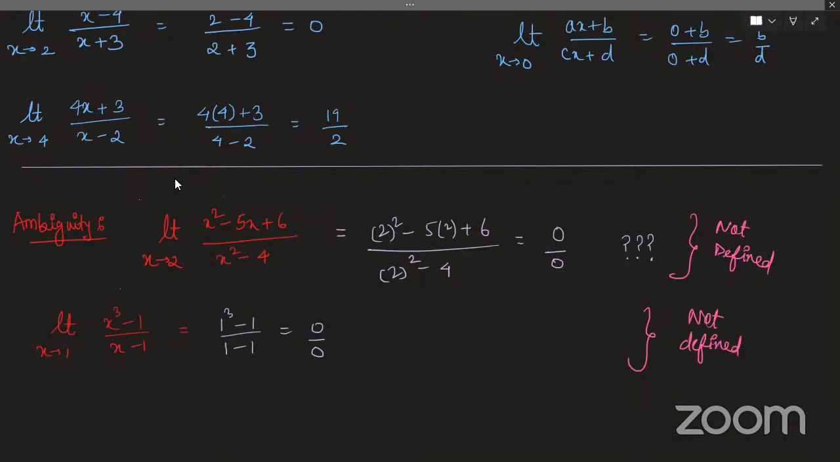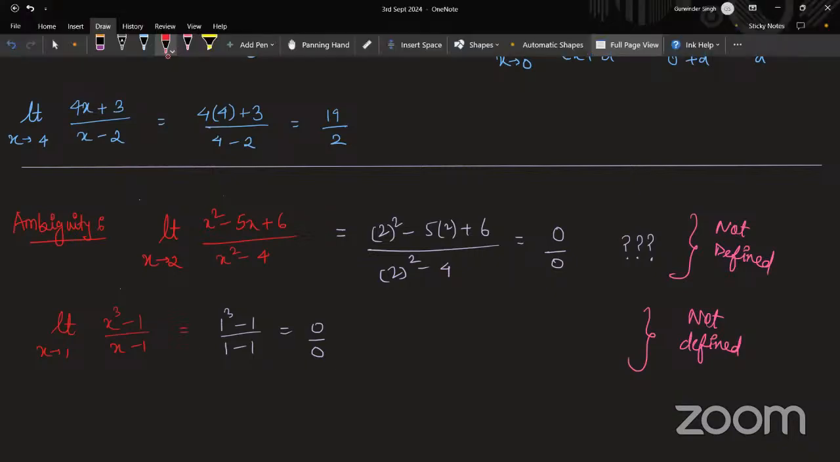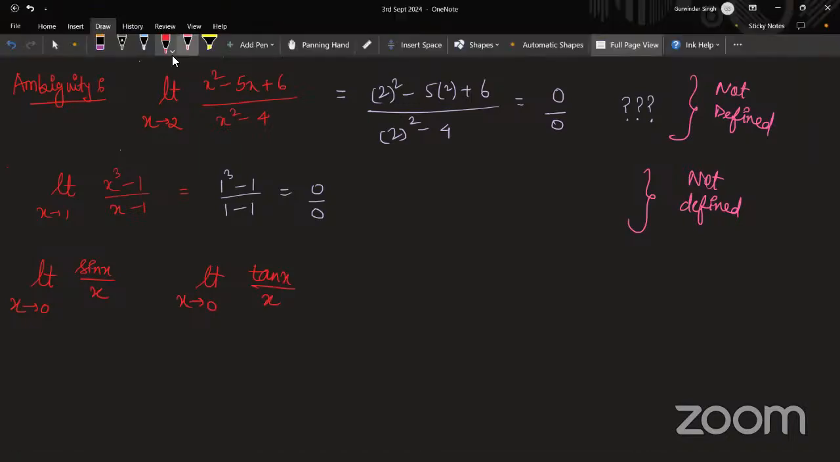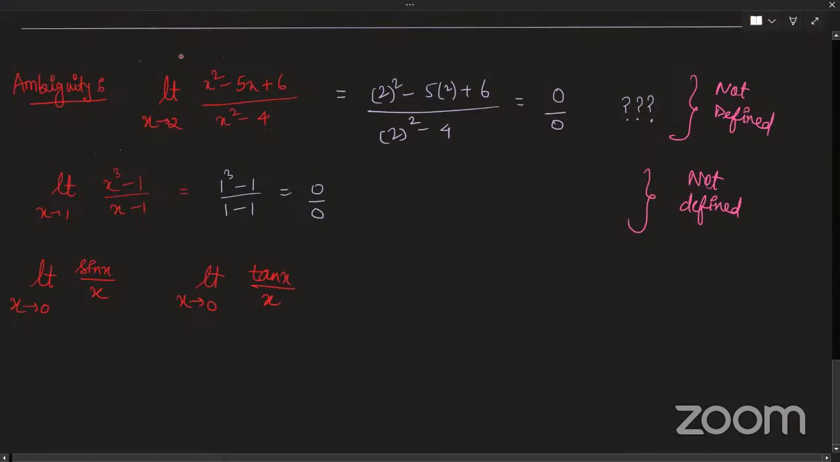So similarly, we would have a list of many problems that could be found with this, like limit x tends to 0, sine x by x. Or let us take limit x tends to 0, tan x by x. What will it be equal to? What is sine x by x when x is tending to 0? What is sine 0? 0. Correct. So this thing will also come to 0 by 0. What is tan of 0? It is also coming out to be 0.